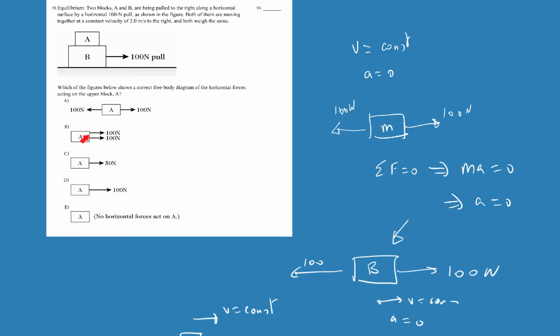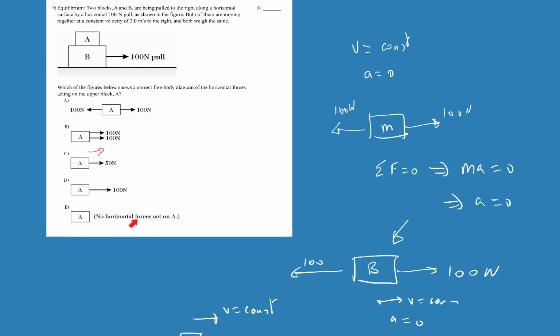left. This one cannot be possible because this is 200 newtons to the right, and 200 newtons to the right will produce acceleration to the right. So the acceleration would not be zero, so the velocity would not be constant. So this one cannot be. This one, for the same reason, a force going to the right will produce acceleration to the right, meaning that the velocity is not constant. So it cannot be possible. For the same reason, this cannot be possible.